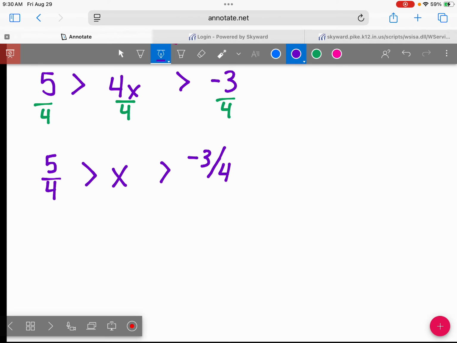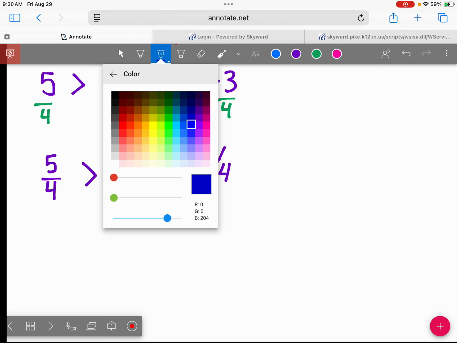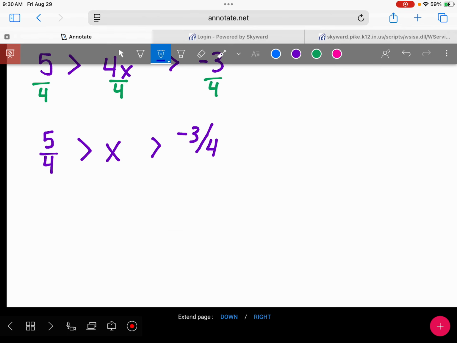But we need to write this as an interval. And we always do our intervals from smallest to biggest. So which of these numbers is smallest? The negative 3/4. Am I going to use a parentheses or a bracket on that one? Parentheses. And so our answers are going to go from our negative 3/4 all the way up to 5/4.